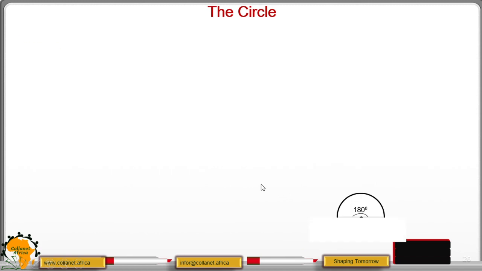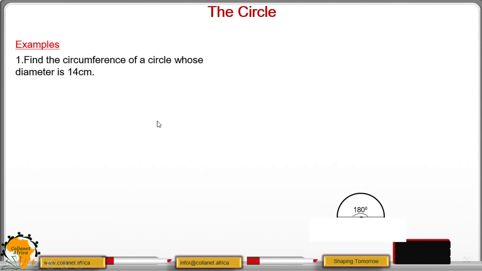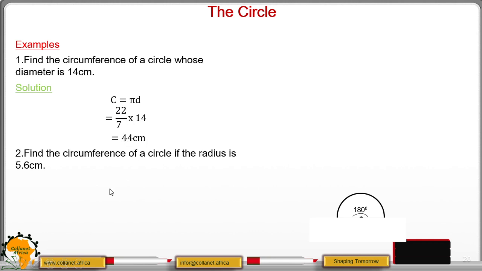Then from there, we move to several examples. Find the circumference of a circle whose diameter is 14 centimeters. We proceed as follows. The circumference is pi d. So pi is 22/7 times 14. Here you can cancel by 7: 1 by 7, 2. You get 2 times 22, which is 44 centimeters.